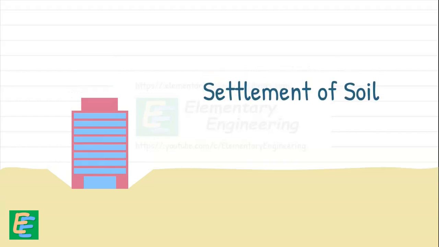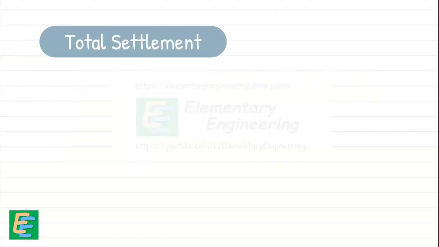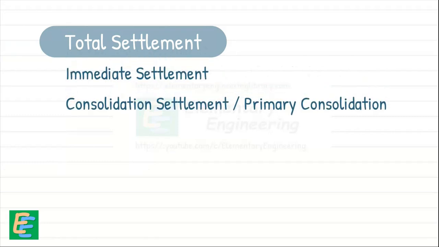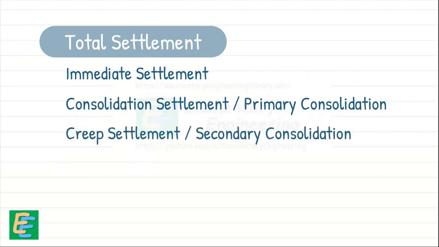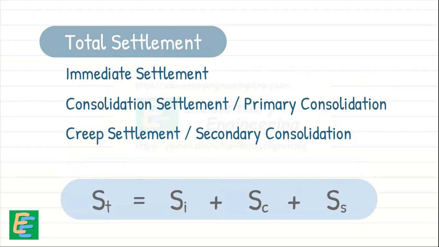Heavy buildings or structures make the ground compress a little over time due to their weight. This compression of soil is known as settlement of soil. Total settlement of soil has primarily three components: immediate settlement, consolidation settlement or primary consolidation, and creep settlement or secondary consolidation. The total settlement of soil is the sum of all three factors.